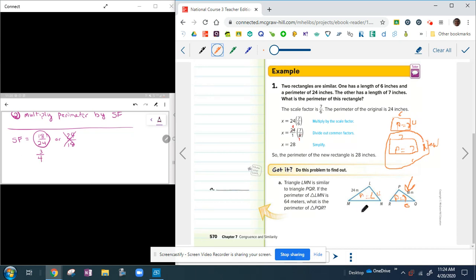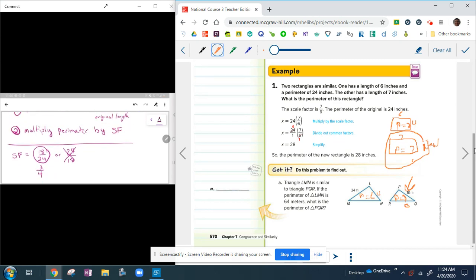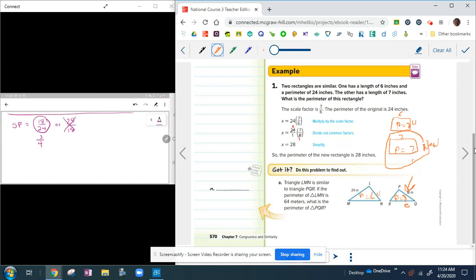Once we get that scale factor, what do we do? Step 2 says multiply the perimeter by the scale factor. So we should say the original perimeter by the scale factor. So step 1 is to find the scale factor. Step 2 is to take that original perimeter of the starting shape, which is 64, and multiply it by the scale factor, which is going to be 3/4. Well, we can cross simplify. 64 divided by 4 goes in 16 times.